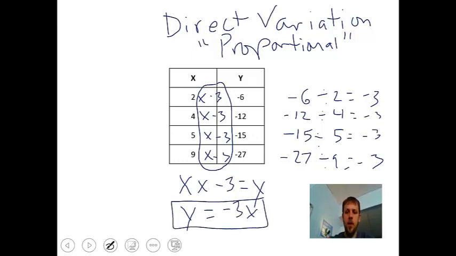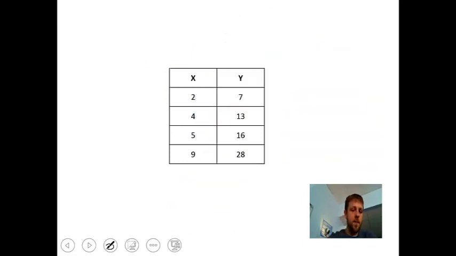Okay? So we got a chart. We got direct variation. So everything is directly variant. And then we got y is equal to negative 3x if you wanted to make the formula. All right, let's try this one. All right, let's check to see if it is proportional.